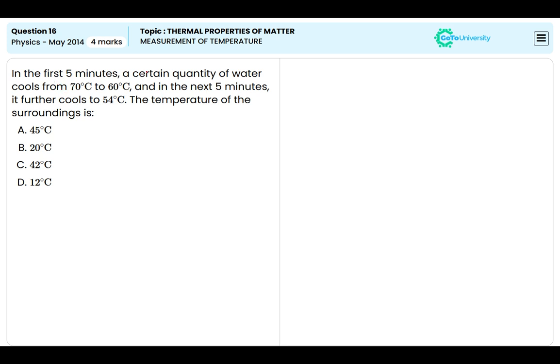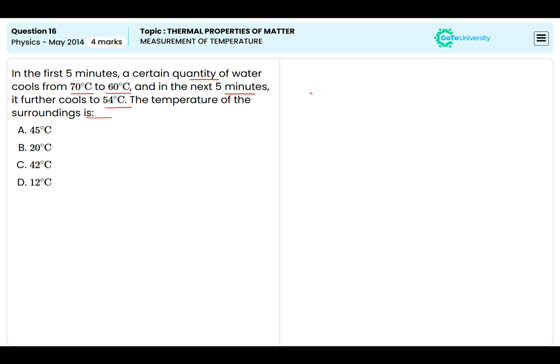In the first 5 minutes, a certain quantity of water cools from 70 degrees centigrade to 60 degrees centigrade. That means the temperature decreases. In the next 5 minutes, it further cools to 54 degrees centigrade. That means from 70 to 60, 10 degrees centigrade, and then 60 to 54, 6 degrees centigrade. That means it decreases. The surrounding temperature is what we need to find here.